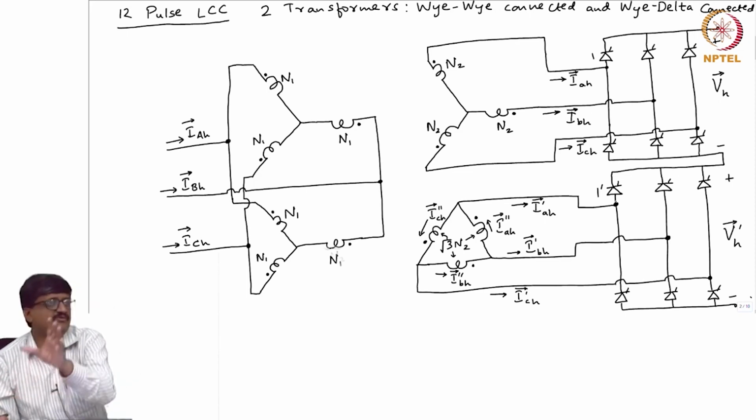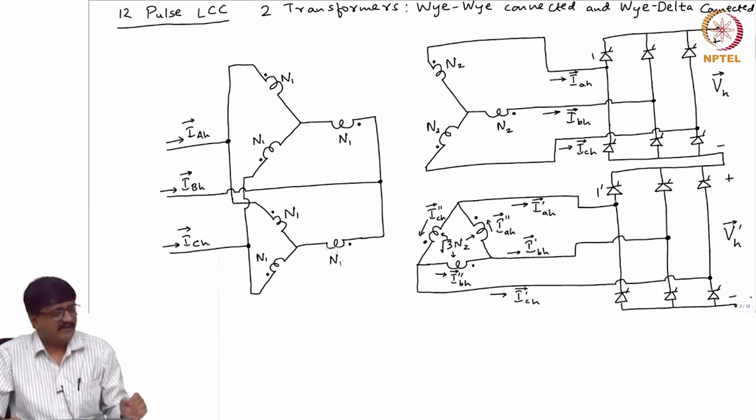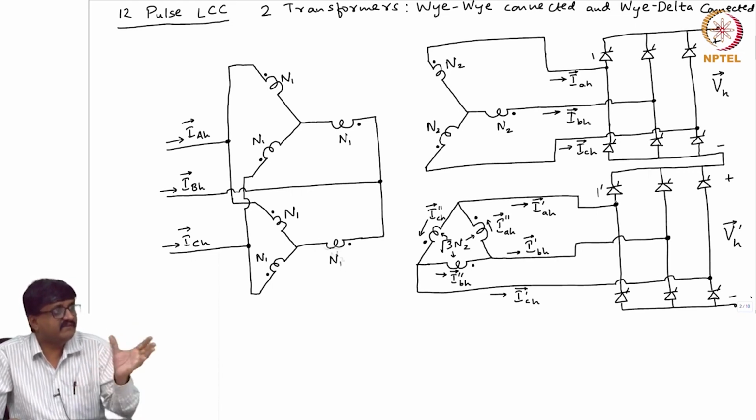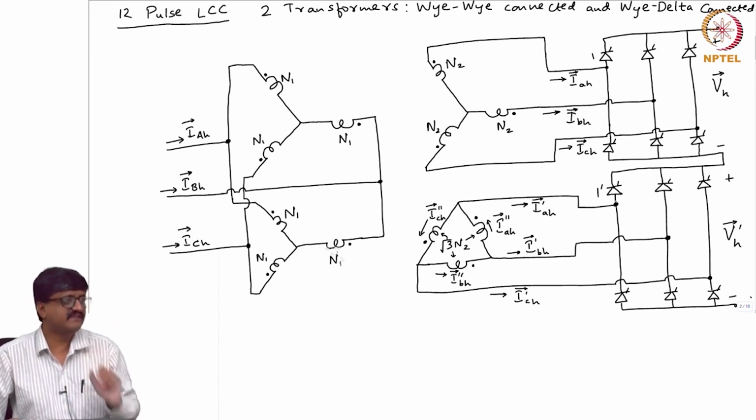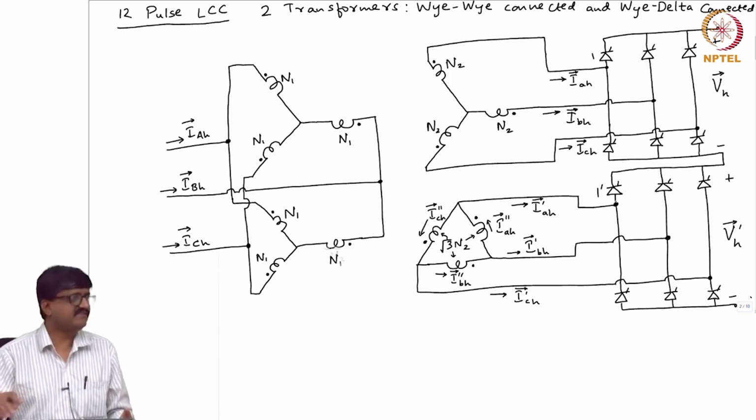See, there are two 6 pulse LCCs. I want identical operation, but the voltages fed on the AC side are identical in magnitude and actually different in phase angle. One voltage is lagging the other voltage. So, the gate pulses should also lag by the same amount. Since the voltages are lagging by 30 degrees, the gate pulses should also lag by 30 degrees.